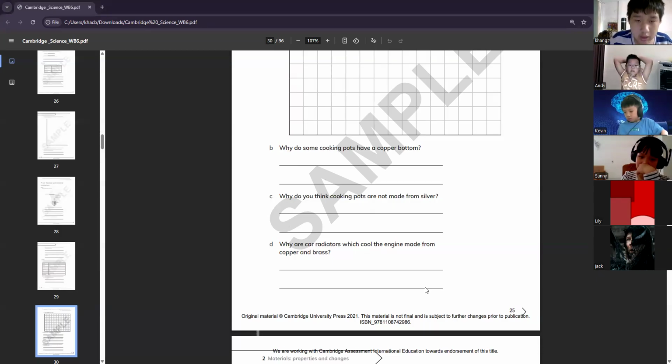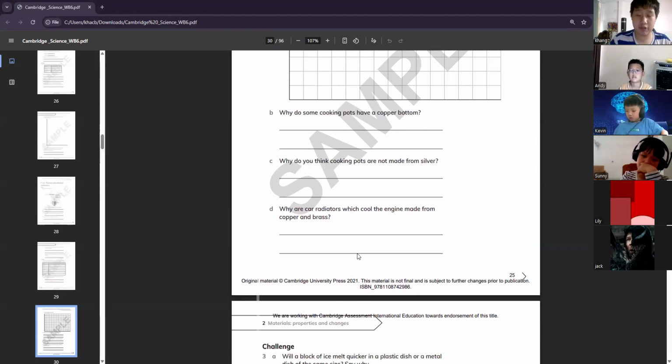So yeah. Now, why are car radiators, which cool the machine, made from copper and brass? Anybody? Why are they made from copper and brass? I don't know. Can you explain it? Well, I can't really explain it. You guys have to try to figure it out.